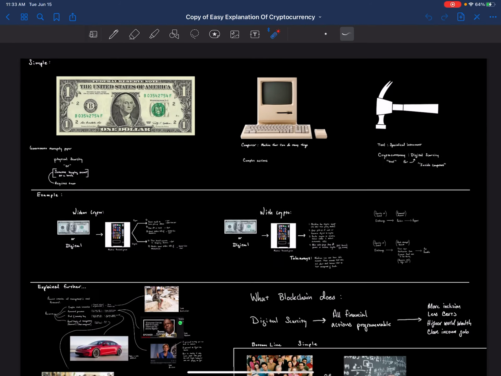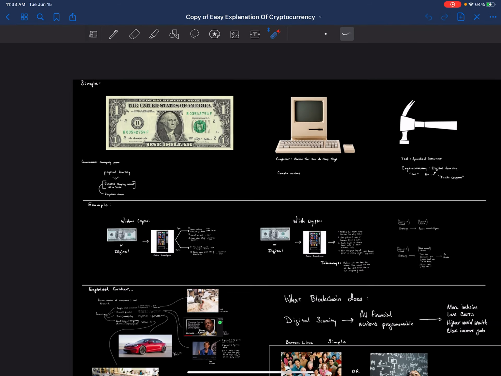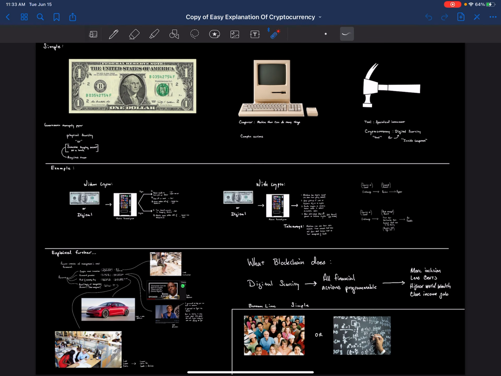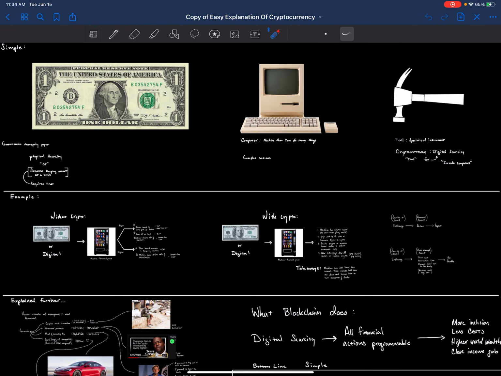So in order to explain cryptocurrency in the easiest way I could think of, I want you to think of three things: a dollar, a computer, and a tool. Okay? So if you want to think about what cryptocurrency is, you just need to think about a dollar, a computer, and a tool. So for the sake of making this even more simple, we don't care how cryptocurrency works. We don't care what technology is behind it. We only care what it accomplishes for us, right?